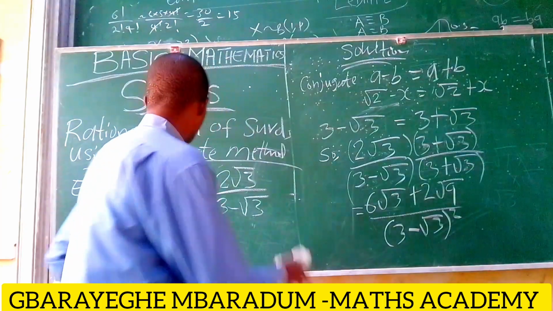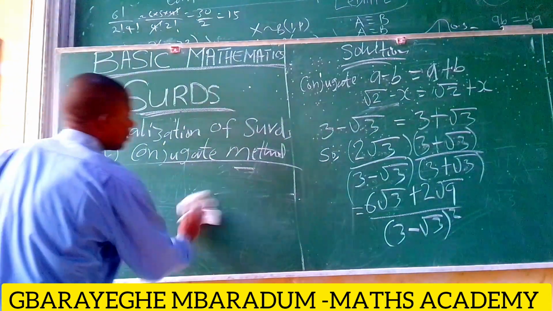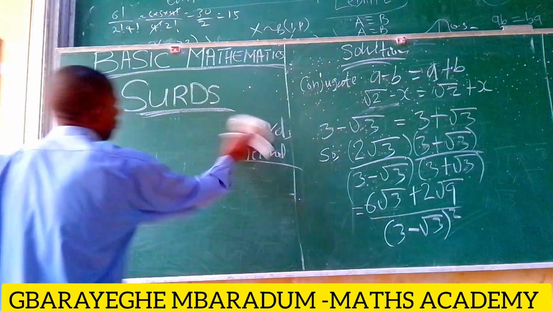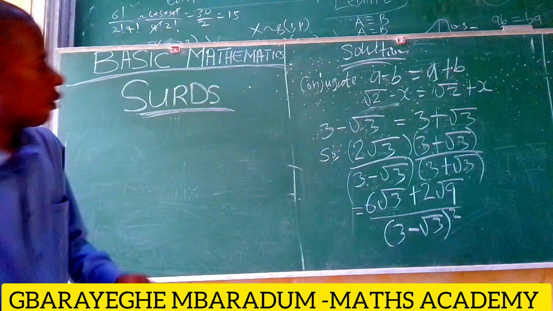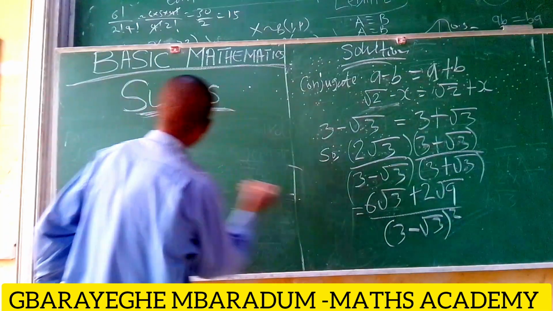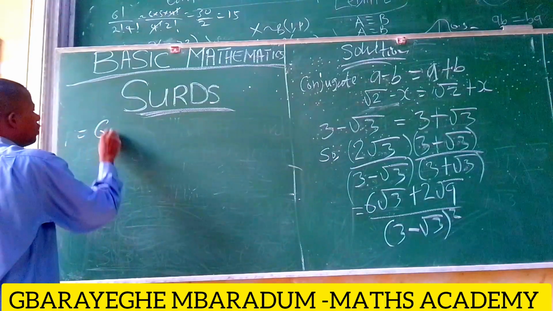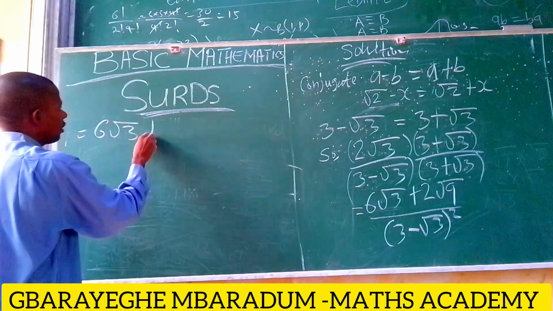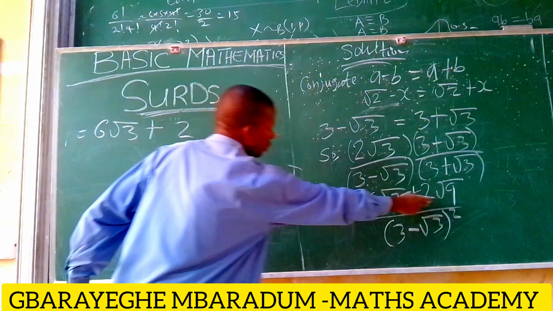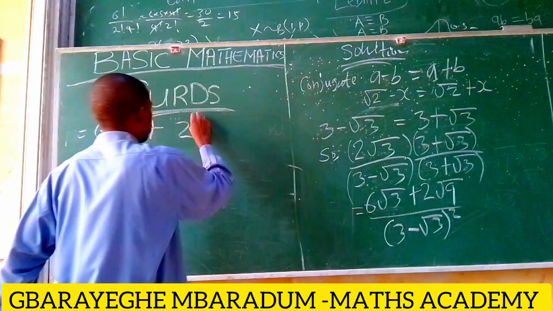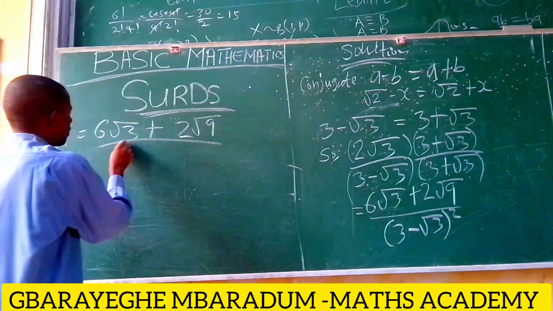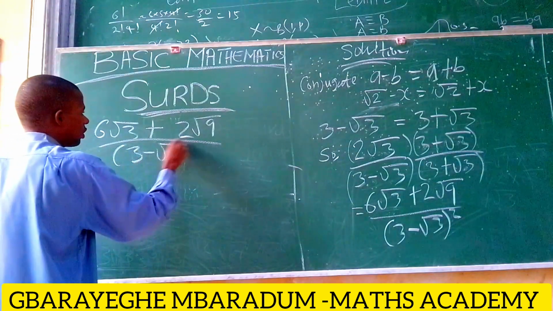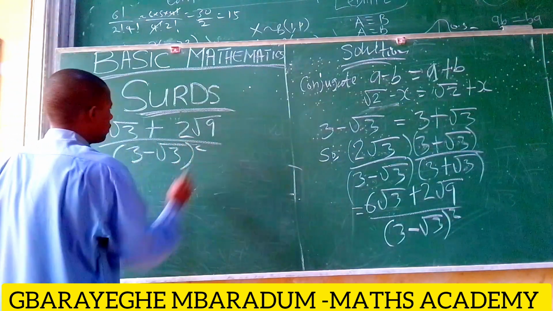Now let's look at how to expand this question to the simplest form. Now, from this point, what do you have here? We have 6 root 3, right? Plus 2 root 9, all over. What do you have here? Bracket 3 minus root 3, squared, right?